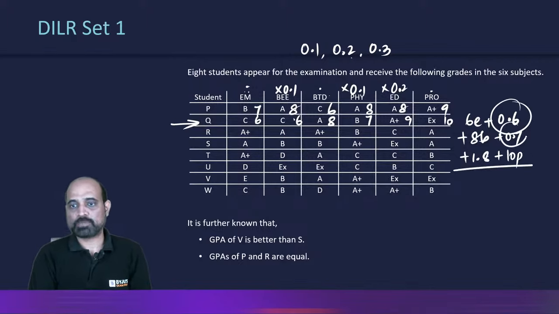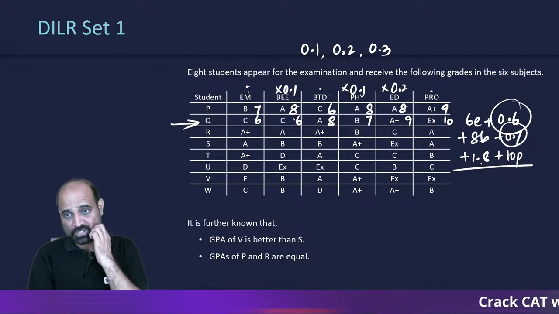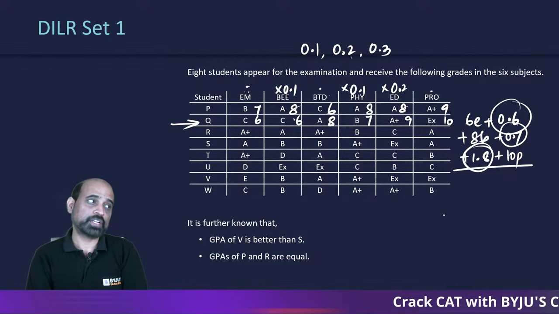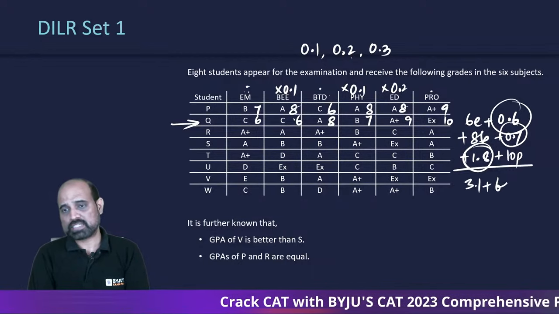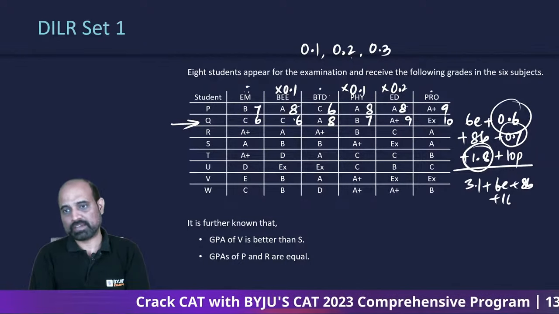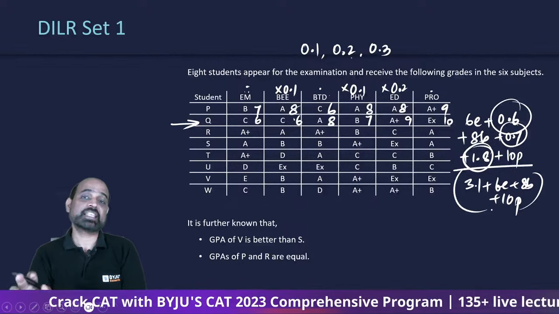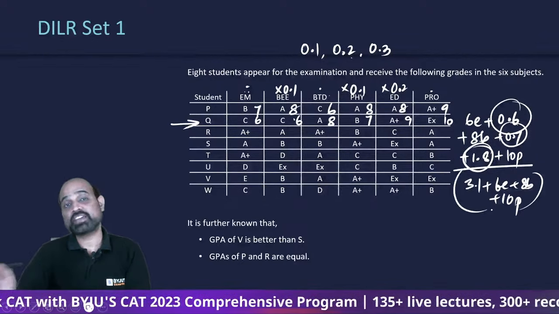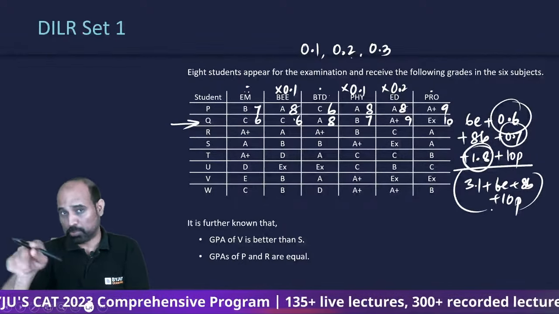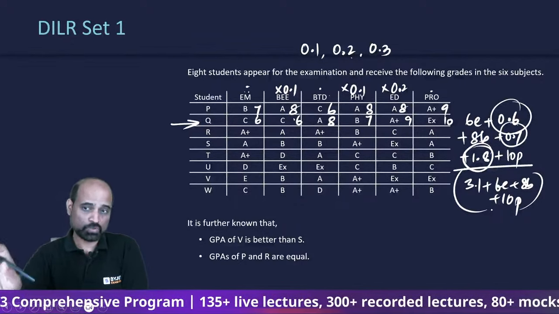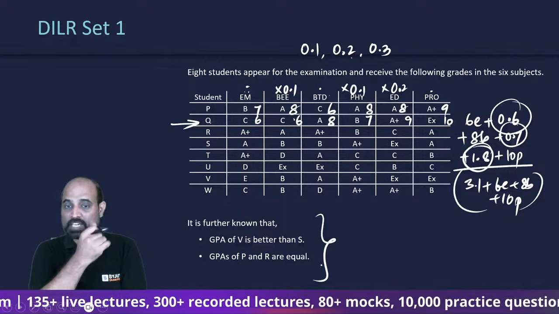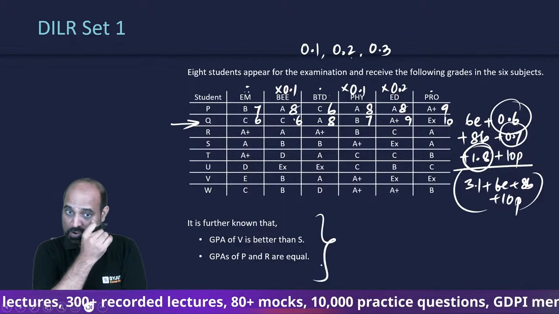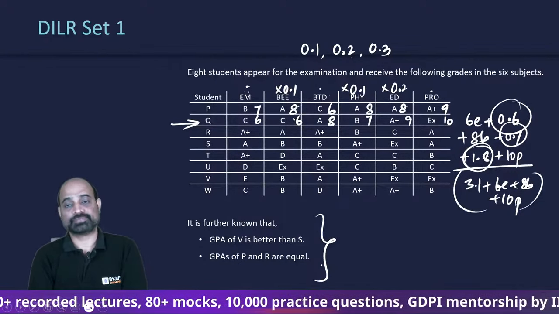So 0.6, 0.7 is 1.3, 1.3 plus 1.8 is going to be 3.1, plus 6E plus 8B plus 10P. So this is the final GPA. Now which one is E, which one is B and which one is P, among 0.1, 0.2, 0.3, we don't know. It is further known that GPA of V is better than S and GPAs of P and R are equal.